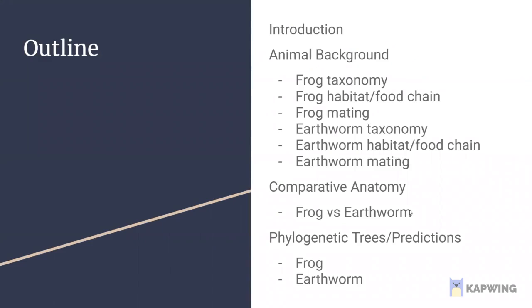So for our presentation, we will be covering the animal background of both a frog and an earthworm. This will include the taxonomy, the habitats, the food chain, as well as the mating of each animal. And then we'll be comparing the anatomy of the frog and an earthworm. And then lastly, we'll be covering the phylogenetic tree and making a prediction on each animal.